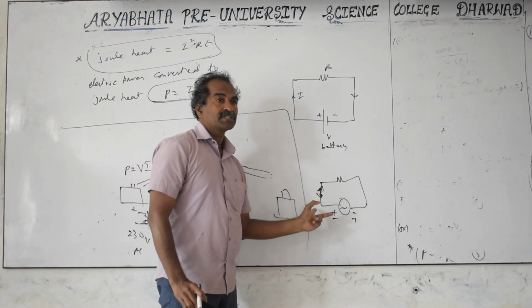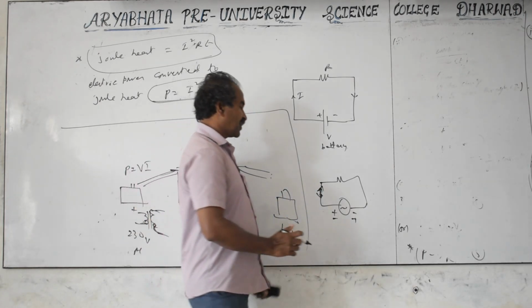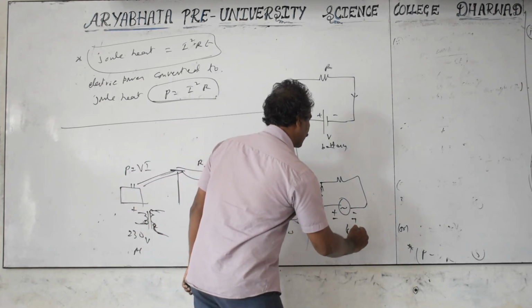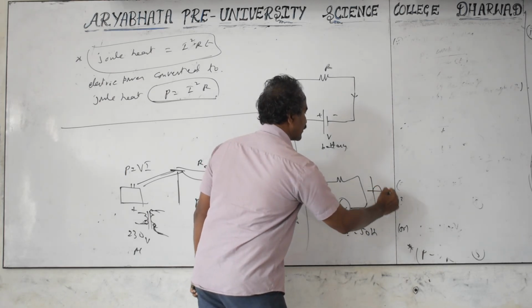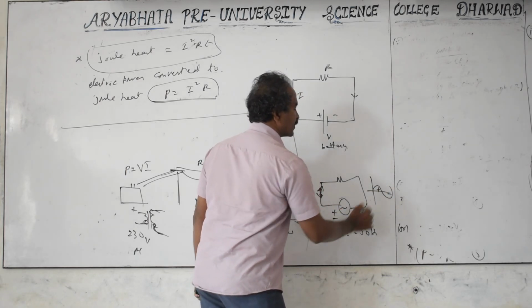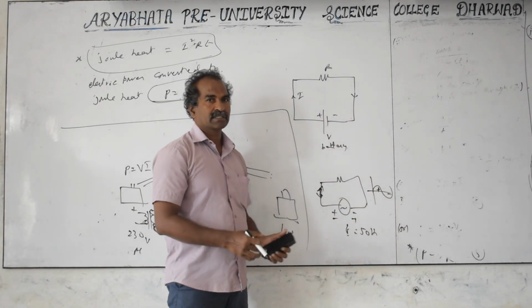Alternately the polarities will change. At what rate does it change? 50 cycles per second, called 50 Hz. In India, the frequency of AC is 50 cycles per second, 50 Hz. This is an AC cycle, plus minus. This is one cycle. So 50 times one side is plus, the other side is minus, and vice versa.